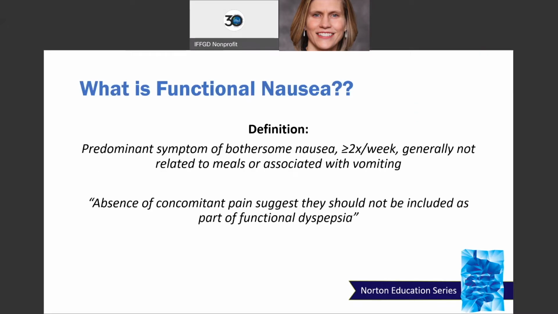So what is functional nausea? So the definition per Rome 4 criteria, and these are the criteria that are expert consensus guidelines that define these syndromes, because we don't have a diagnostic test to say that this is what you suffer from. So these are experts sitting together and deciding at their best of their knowledge what the criteria should be. So the thought is that predominant symptom of bothersome nausea at least 2 times per week, that's generally not associated with meals or vomiting. So just as severe nausea, no other explanation for it. That's thought to be functional nausea.